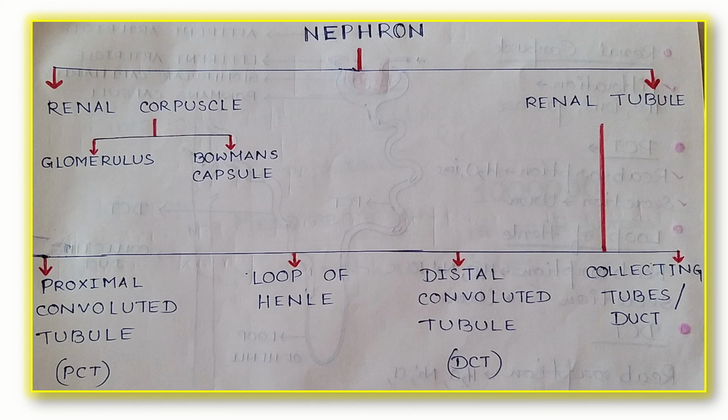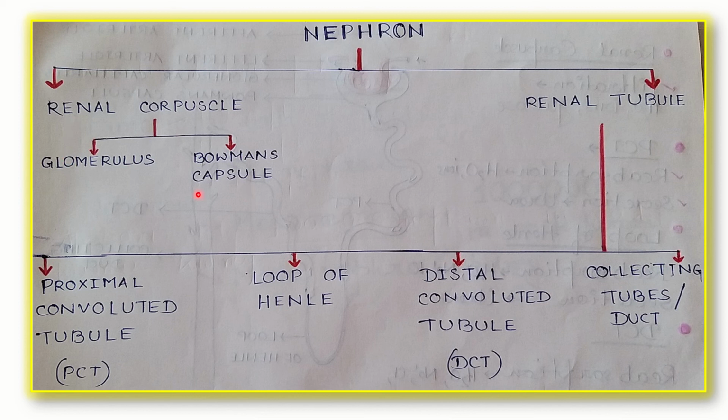The nephron is basically divided into renal corpuscle and renal tubule. The renal corpuscle is further divided into, look at these carefully, glomerulus and Bowman's capsule. Okay. Then coming to the renal tubule, it is further divided into proximal convoluted tubule, loop of Henle, distal convoluted tubule, and collecting ducts or collecting tubes. Please remember, do not confuse the respective components. Renal corpuscle and renal tubule are different. Renal corpuscle has two parts to it.